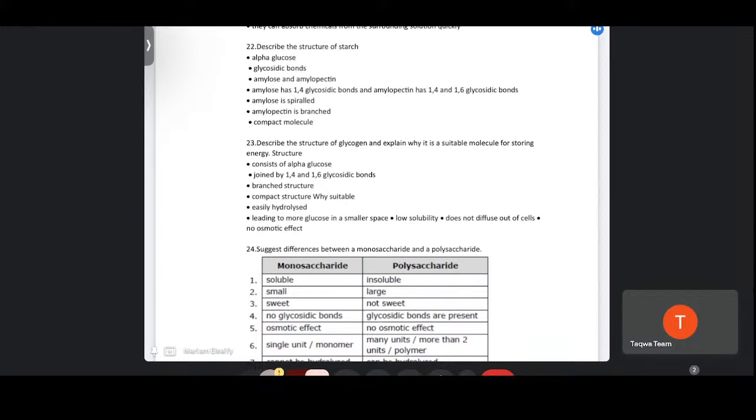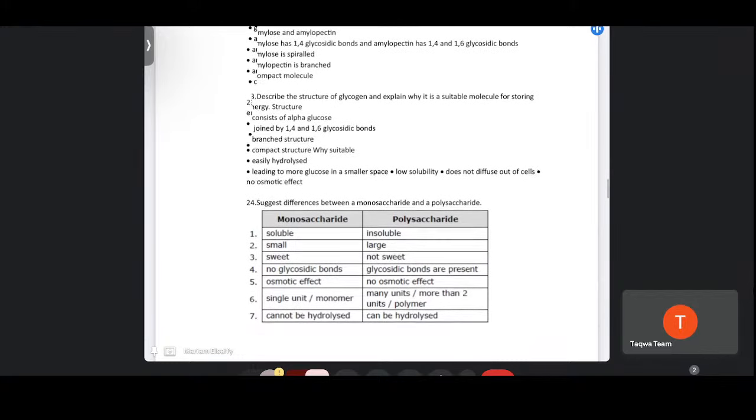It's made of alpha glucose, joined by condensation, forming glycosidic bonds. It's made of amylose and amylopectin. Amylose has 1,4 glycosidic bonds, and it's spiraled, while amylopectin has both 1,4 and 1,6 glycosidic bonds. Having 1,6 glycosidic bonds makes an amylopectin molecule branched, and starch is also a compact molecule.